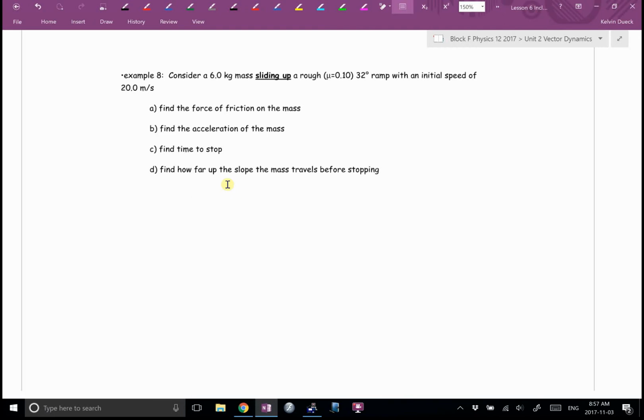A says, find the force of friction on the mass. B says, find the acceleration of the mass. C says, find the time to stop. D says, find how far up the slope the mass travels before stopping.